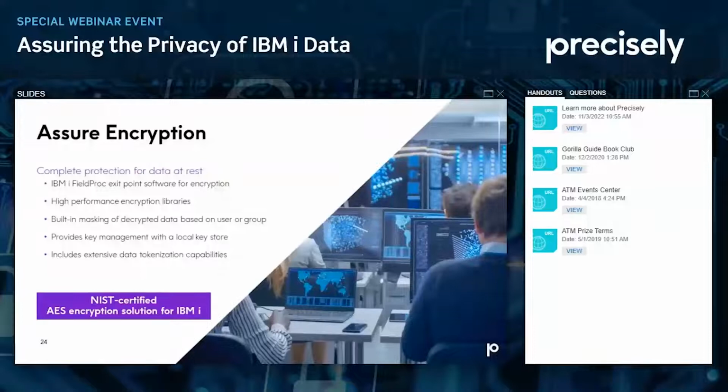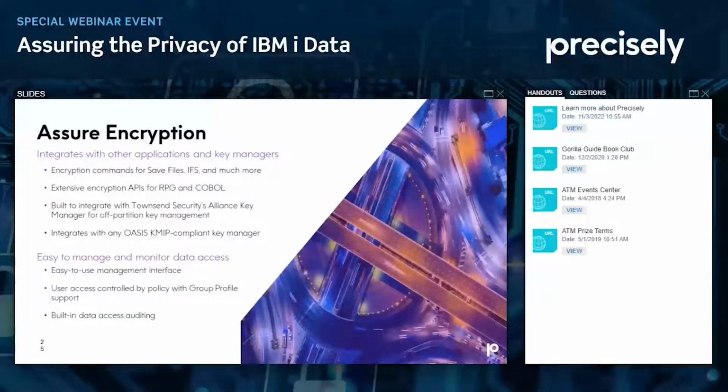And having built-in capabilities for things like the masking and anonymization and tokenization that we talked about as well. And also NIST certification is an important capability of our Assure encryption offering. When we look at Assure encryption, another piece, I mentioned this earlier as well, making sure that you're supporting those really tried and true key managers that are out there, and covering everything that you need specific to the IBM i environment. Things like save files, IFS, all those IBM i specific things, making sure that your encryption solution can cover that, and we can with our Assure encryption as well.